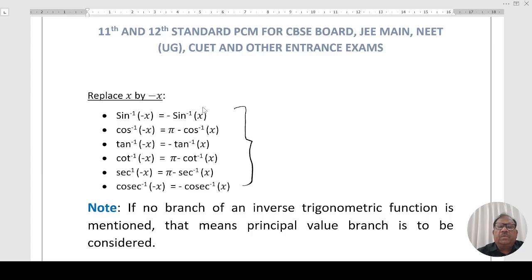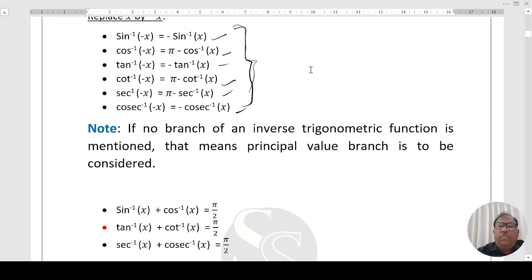Sin inverse of minus x equals minus sin inverse x. Cos inverse of minus x equals pi minus cos inverse x. Tan inverse of minus x is minus tan inverse x. Cot inverse of minus x equals pi minus cot inverse x. Sec inverse of minus x equals pi minus sec inverse x. Cosec inverse of minus x equals minus cosec inverse x. These are applicable, right?